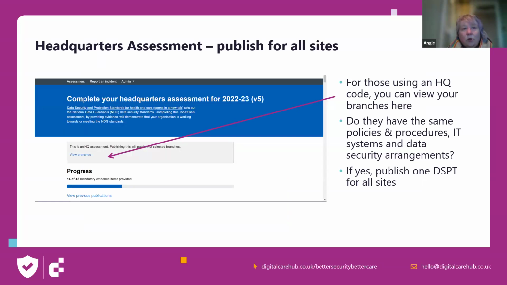If you were doing a headquarters assessment, you publish for all sites. So you can view your branches. You'll see it comes up, complete your headquarters assessment, and then view the branches. And you want to just double check that you're completing for all those branches. Do they have the same policies and procedures? And if that's yes, then you publish for all sites.